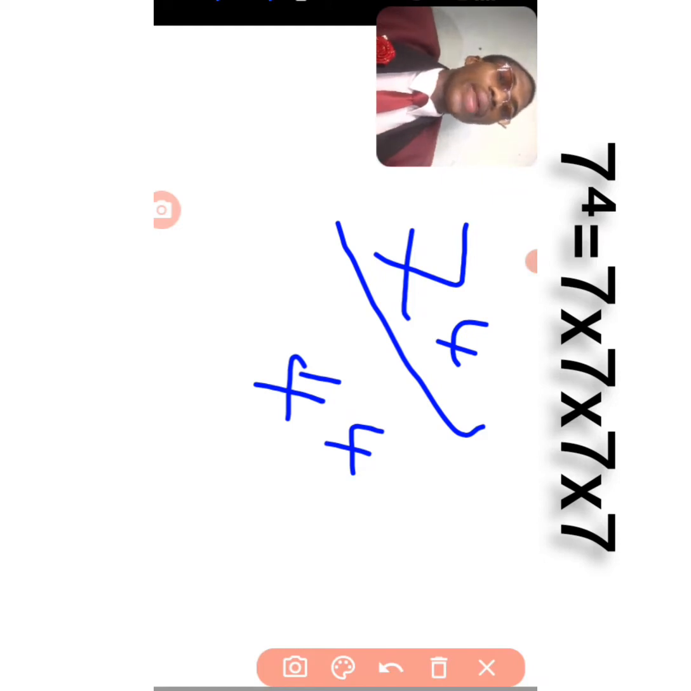Writing 7 raised to the power of 4 in expanded form will require us to write 7 times 7 times 7 times 7, 4 times. Likewise, 4 raised to the power of 4 is equal to 4 times 4 times 4 times 4. So we expand index numbers by multiplying the same number as many times as its power, or its exponent. That's what indices is all about.